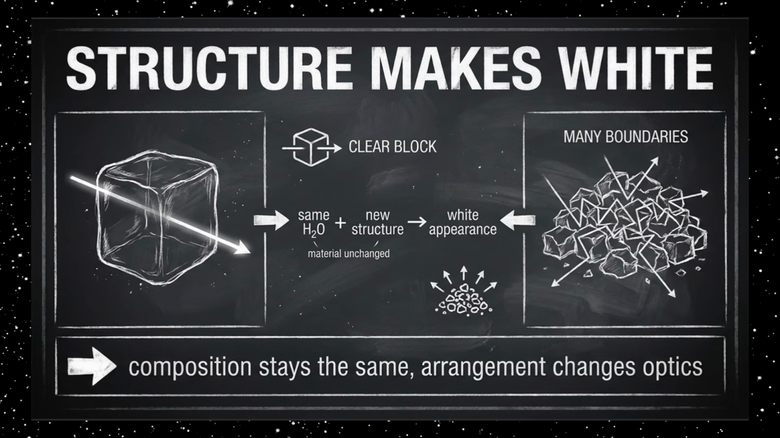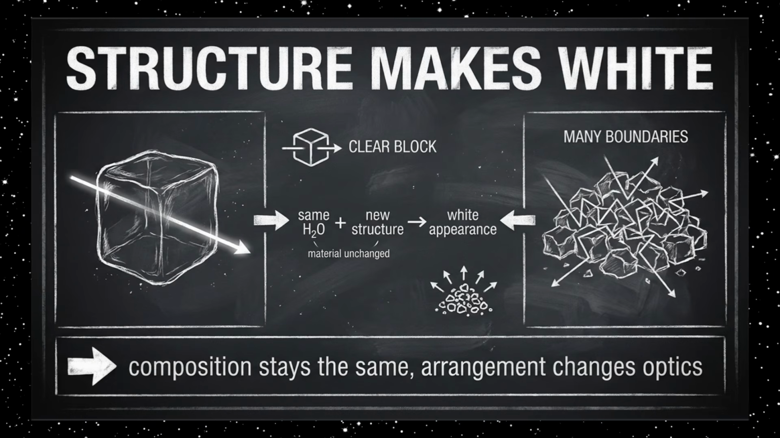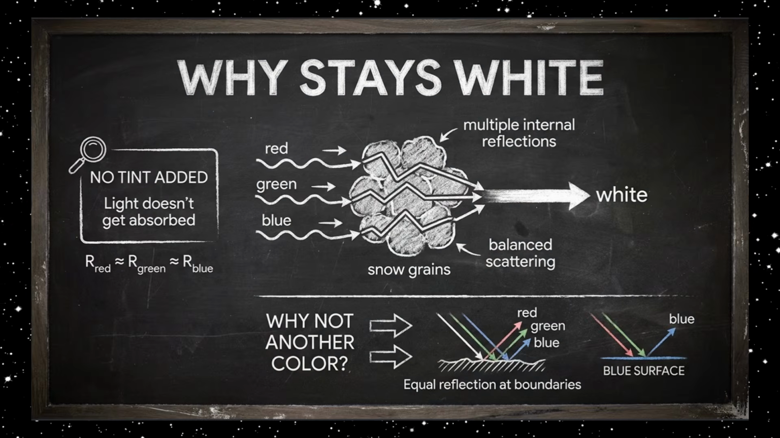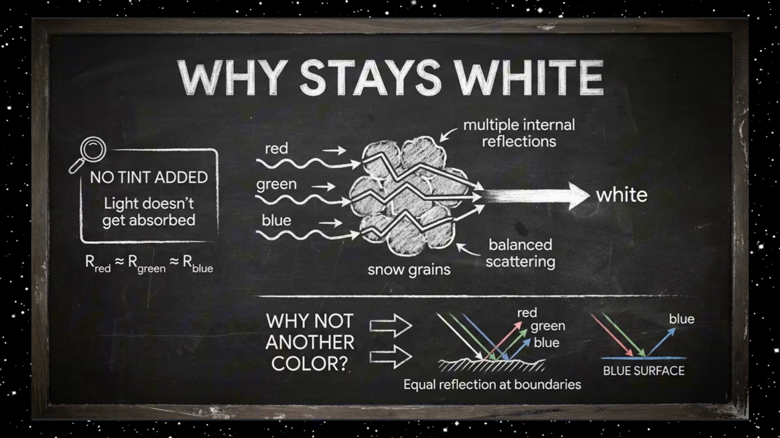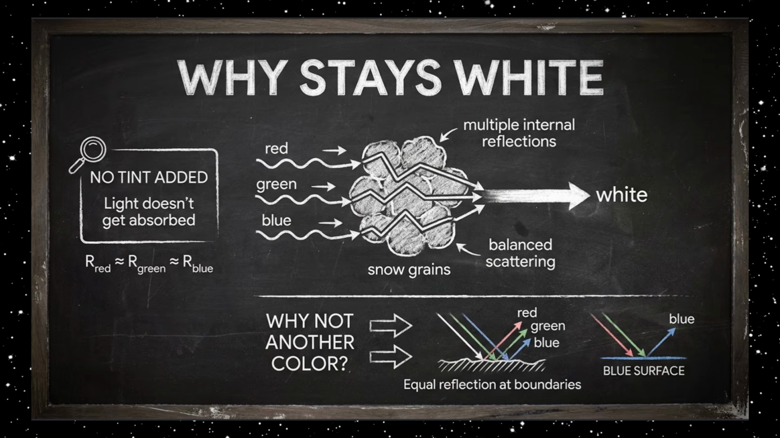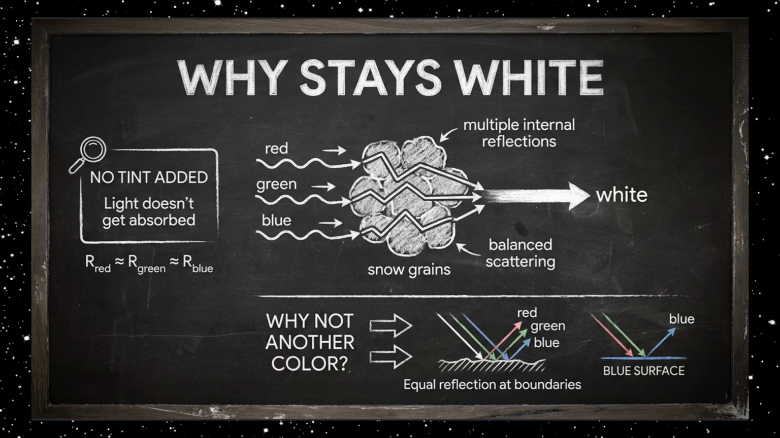This sounds like a small thing, but it is actually a big idea, and we are going to come back to it. For now, let me push you a little further. Why white, specifically? Why not some other color? When light bounces off all those boundaries inside the snow, why does it come out as the same balanced mix of colors that went in?